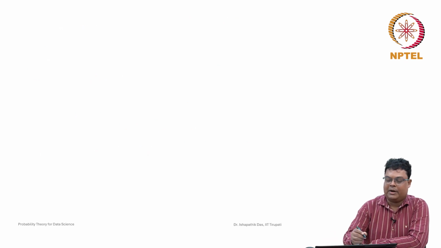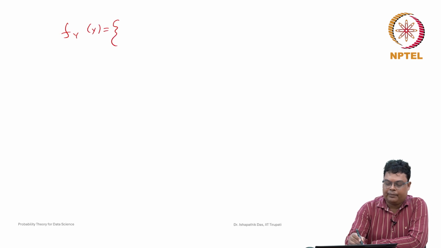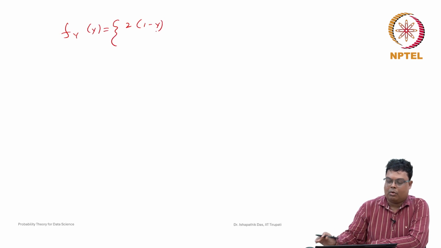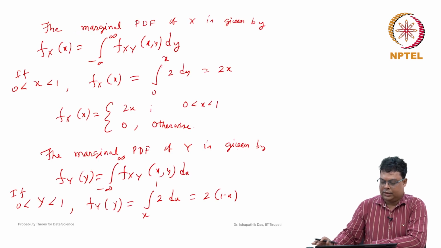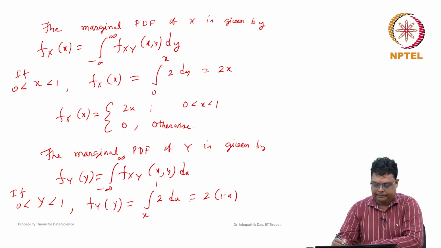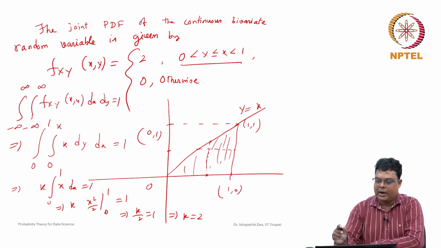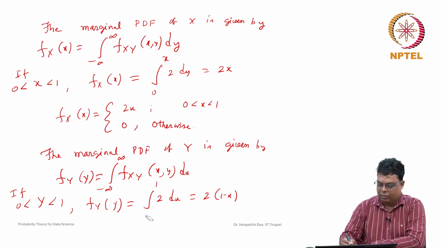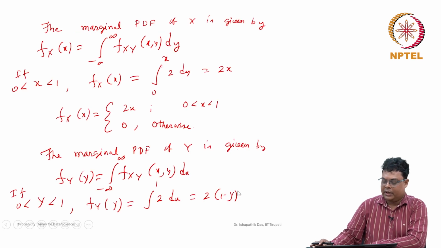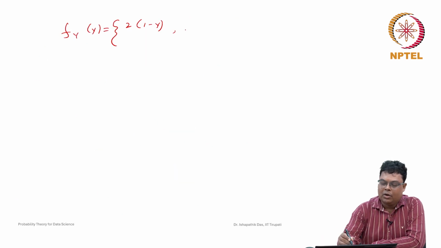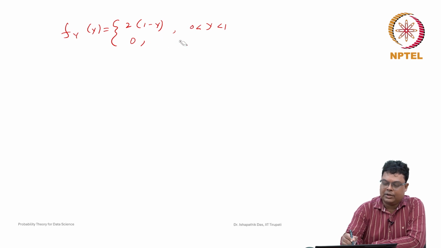So this is nothing but 2 into 1 minus y. I made so many mistakes, because we are doing the limit of x, so this limit is y to 1. Usually I am thinking y but writing x. So the marginal probability density function of y is 2 into 1 minus y whenever y is between 0 and 1, and 0 otherwise.